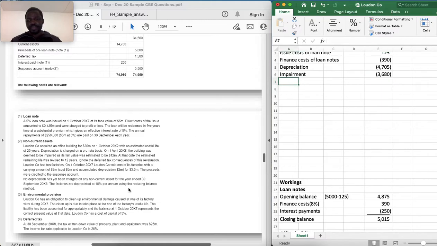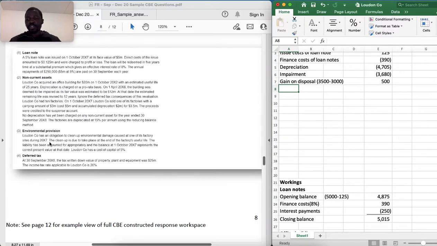And the last piece of information we extracted from here. We were told that the asset was sold for 3.5, whereas the carrying amount is 3 million. So we have got a gain on disposal of 3,500 less 3,000. So we have got a gain of 500. Now let's move to note number 3.